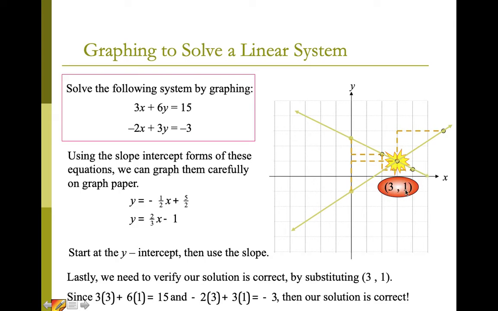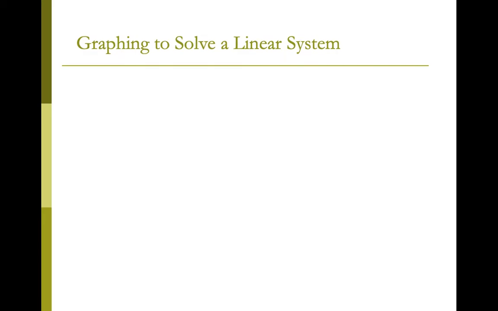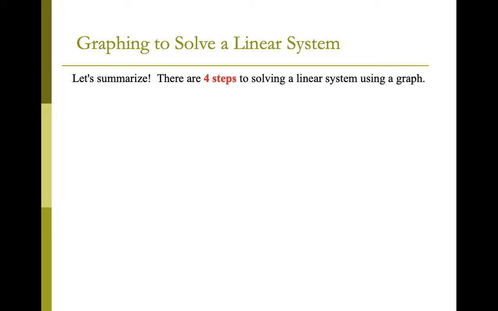So if I plug that (3, 1) into both formulas, 3 times 3 plus 6 times 1 gives me 15, and negative 2 times 3 plus 3 times 1 gives me negative 3, then our solution is correct, and that's all we need to do. But that's a little time consuming, and sometimes it's a little tougher than that.